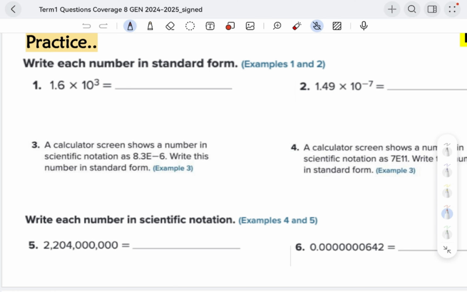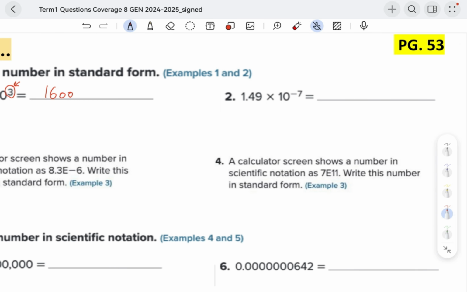Remember, if we are multiplying by a power of 10 and the exponent here is positive, we're going to move the decimal point to the right 3 steps. So the number will be bigger. The 1.6 will get bigger after multiplying with 10 to the power 3, which is 1000. So we're going to move the decimal point 3 steps to the right. It will be here. And in the empty spaces, we're going to add zeros. Okay. So the answer will be 1600.